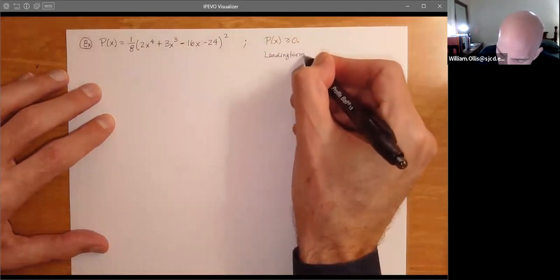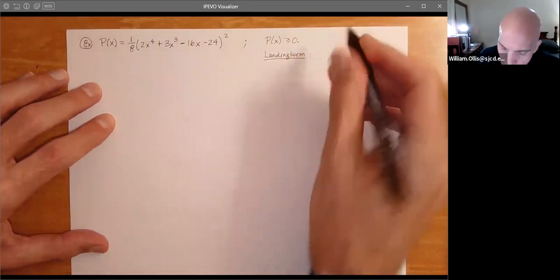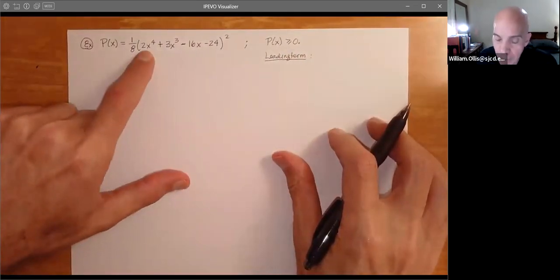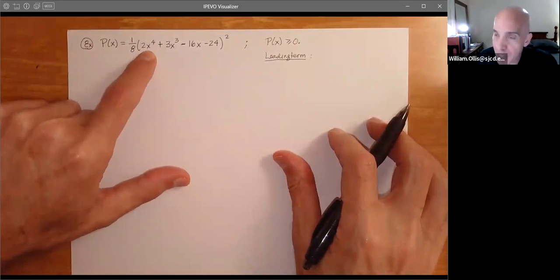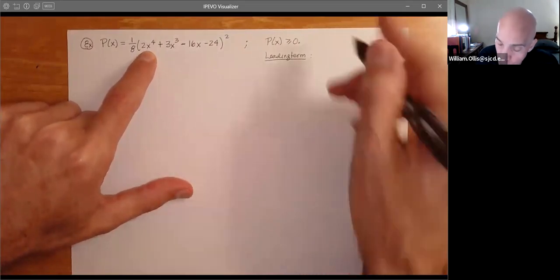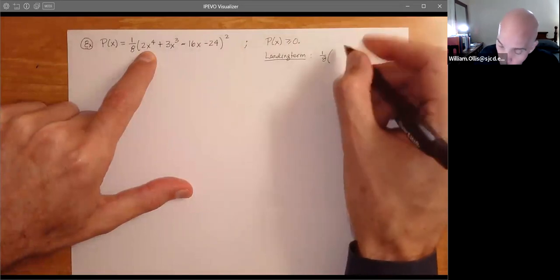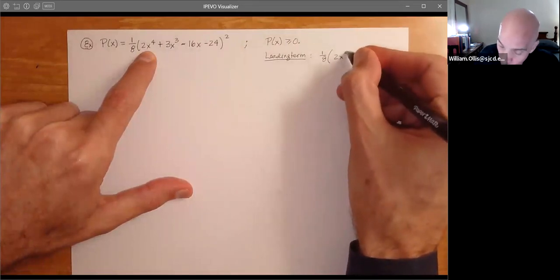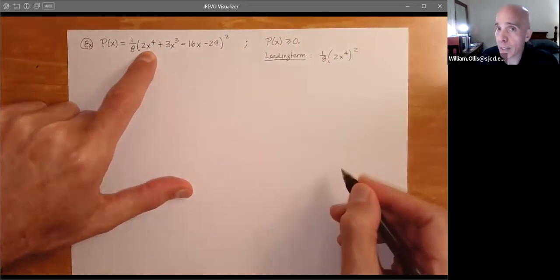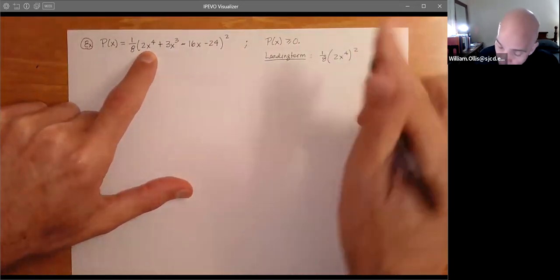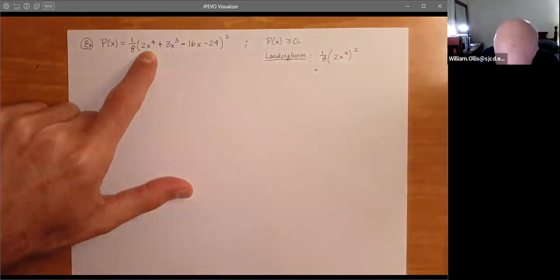You don't have to multiply all this out, just look at what's obvious. When we square this, this will have the largest power of x. So the leading term will be 1/8, and then, of course, we'll have 2x to the 4th quantity squared. And then when you look at that, okay, well, we can work with that.